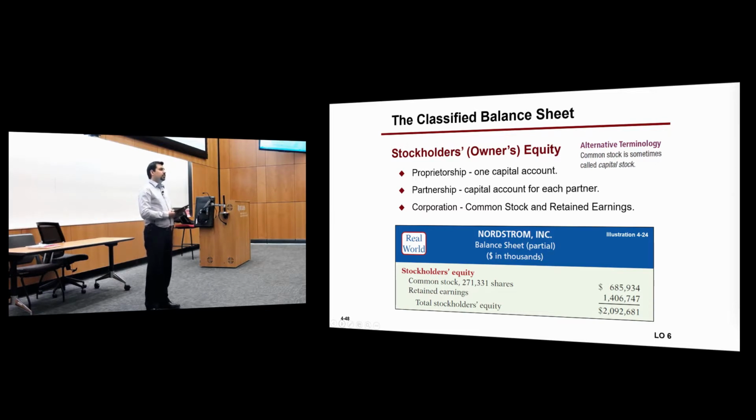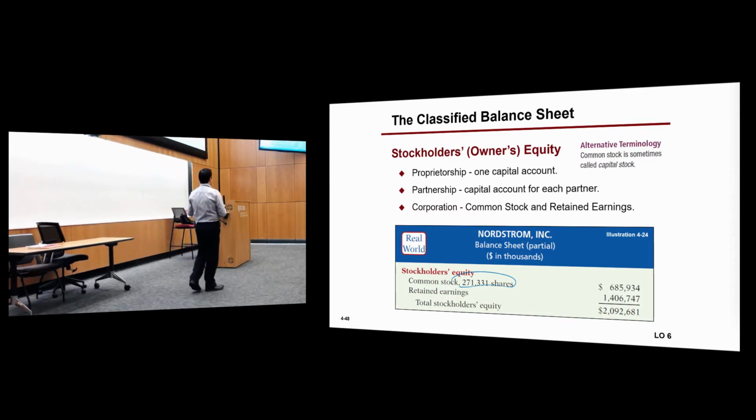Common stock is also sometimes referred to as capital stock. Usually here, for example, you would have common stock, and they tell you the number of shares that the company issued and the number of shares that are out there in the stock market, owned by other people. I don't want you to worry about this for now. For now, what you need to understand is that if the company is a corporation, it would have common stock and retained earnings.